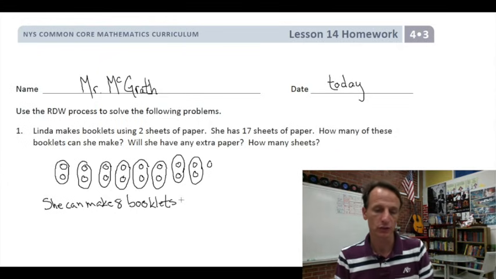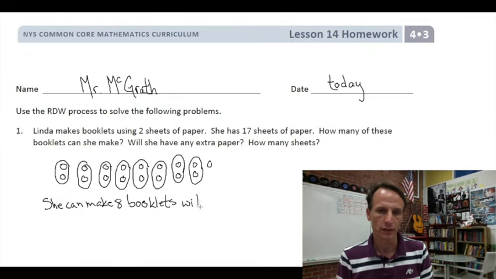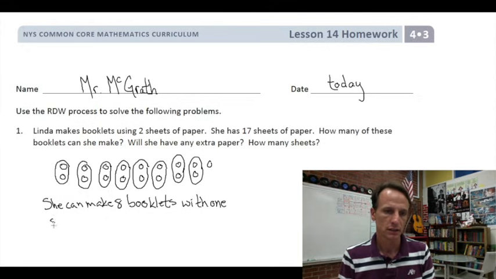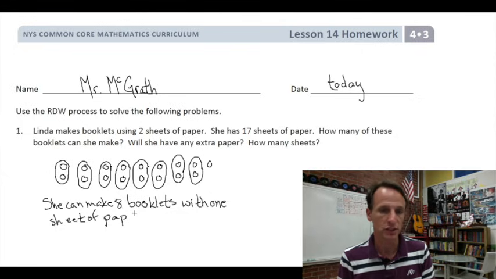Will she have any extra paper? Yes, we see here, so I'll incorporate that right in the same statement. Here, she can make 8 booklets with 1 sheet of paper. And this answers the last question, or how many sheets are left over, with 1 sheet of paper left over.